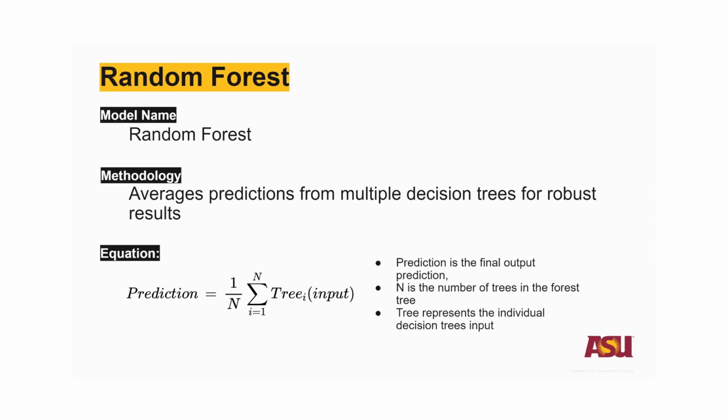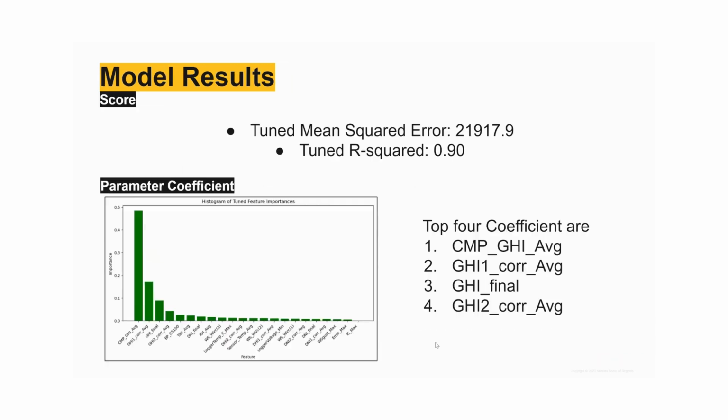Sorry, energy output. So as you can see, we have this here. We have also explained the equation, which is prediction is the final output, N is the number of trees in the forest, and tree represents the individual decision trees input.